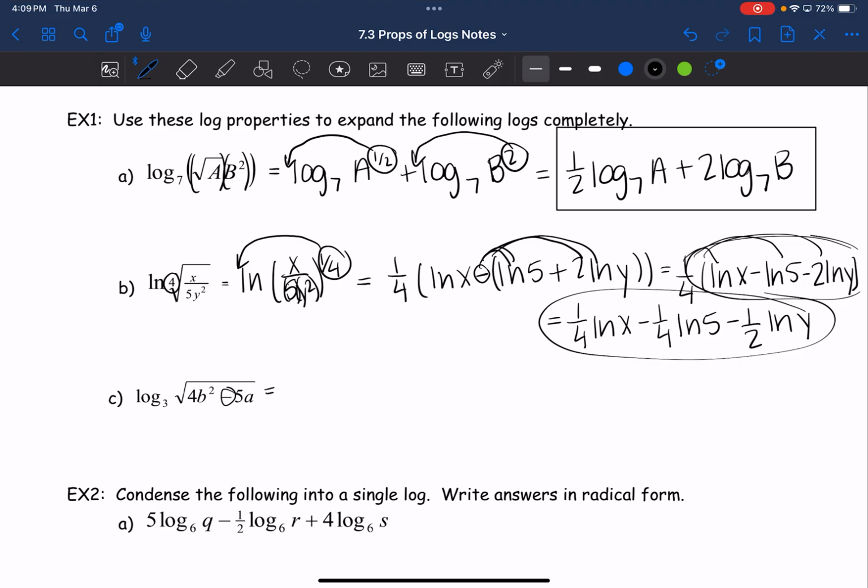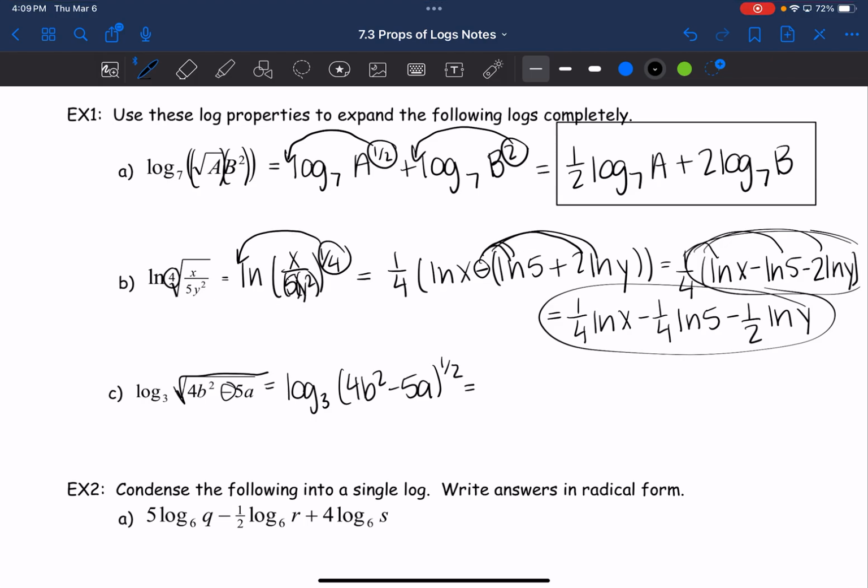So I'm just going to keep it as these terms, but this square root I am going to rewrite as an exponent. So this would be log base 3 of 4b squared minus 5a to the 1/2. Again, I don't really want to break those up because what that means is that they're going to assume that with this subtraction in there that at one point it was division, but it's not, right? This is all one piece. What I can do is take this and bring it to the front as a coefficient. So I'd have 1/2 log base 3 times 4b squared minus 5a.